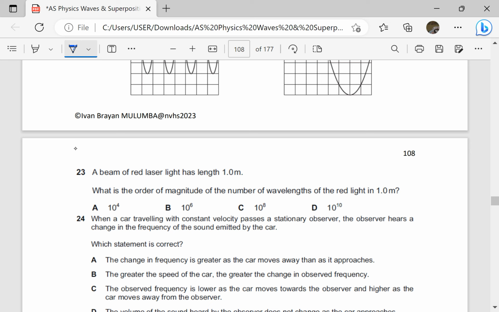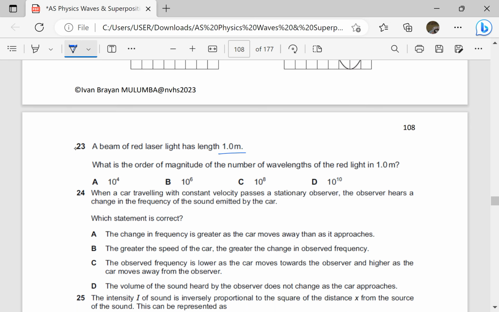A beam of red laser light has length 1 meter. What is the order of magnitude of the number of wavelengths of red light in 1 meter? So it's a beam of red laser light. It has length 1 meter. What is the order of magnitude of the number of wavelengths of the red light in 1 meter?